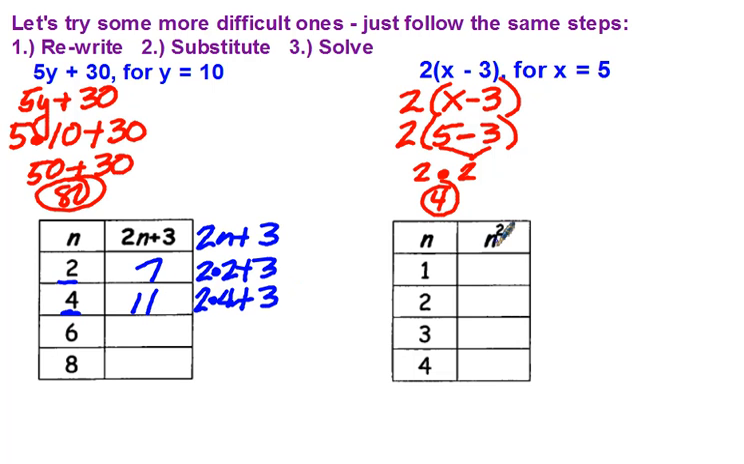The tricky part over here is recognizing that n squared actually means n times n. So you would have 1 times 1 is 1. 2 times 2 is 4. This would be 3 times 3 is 9. 4 times 4 is 16.